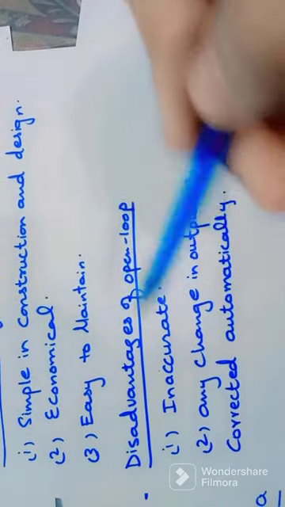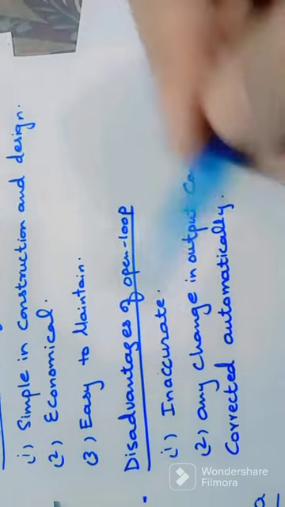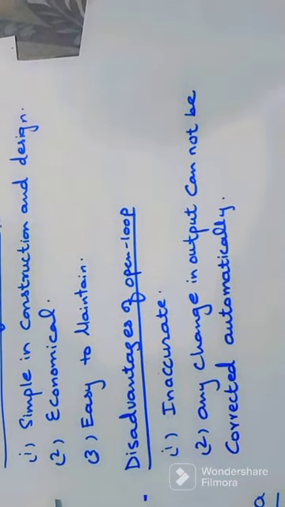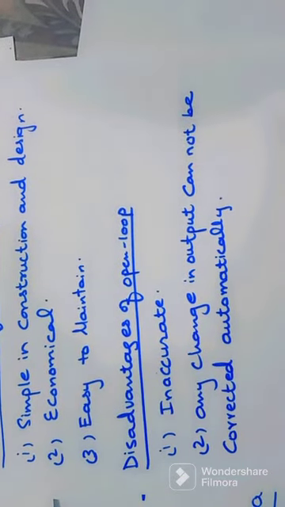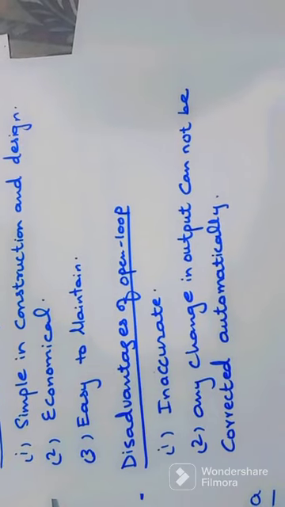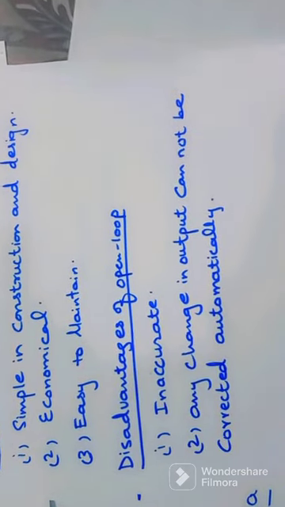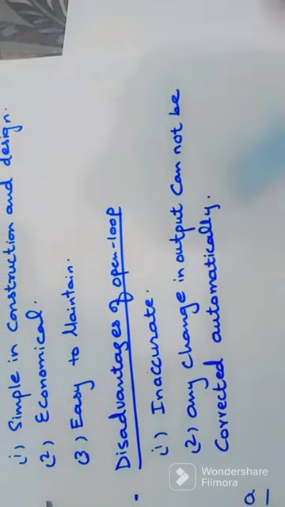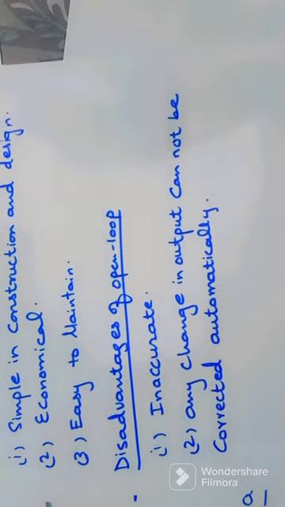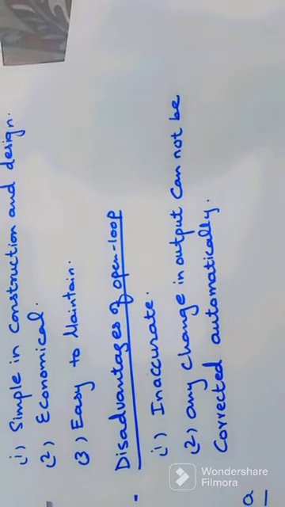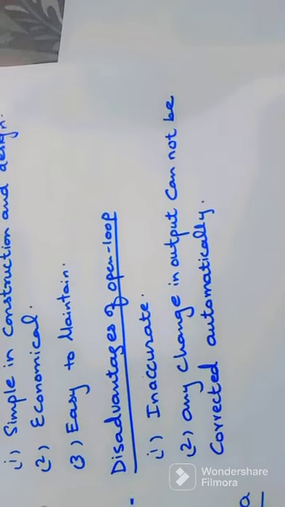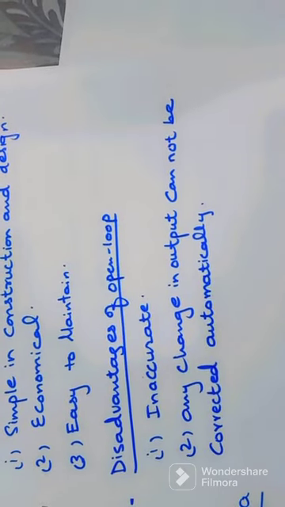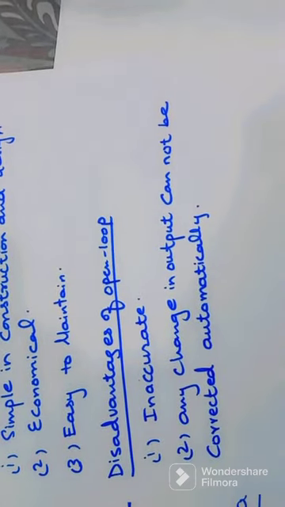So what are the disadvantages of an open loop system? The first one is that it is inaccurate. There is no accuracy. Why is the open loop system inaccurate? Because there is no comparison or feedback in an open loop system. So when there is an inaccuracy in the output, any change in the output cannot be corrected automatically. It means that there is no comparison maker between the input and output. If there is any change in the output, the output is not corrected automatically, just like we have in a closed loop control system. So these are the two disadvantages of open loop control system.